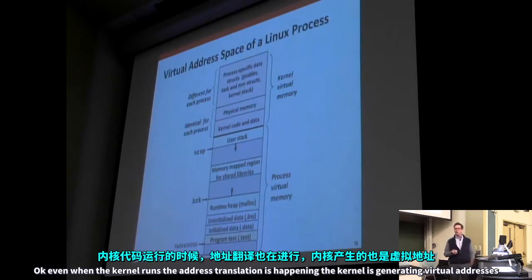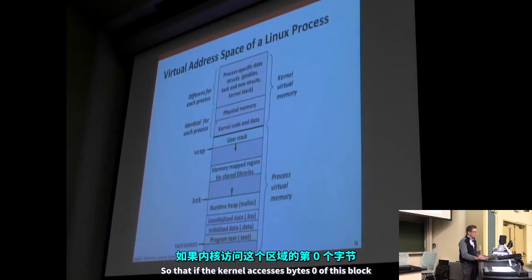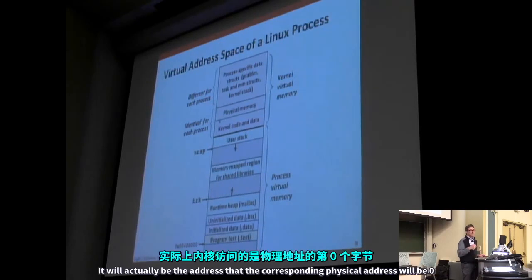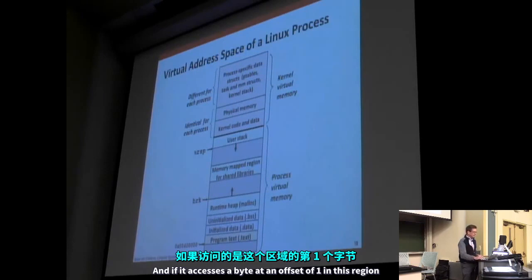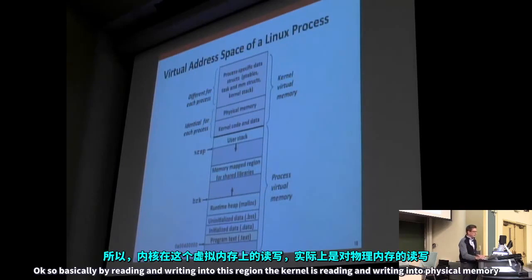Even when the kernel runs, the address translation is happening. The kernel's generating virtual addresses. So this region is mapped to a region of physical memory, so that if the kernel accesses byte 0 of this block, the corresponding physical address will be 0. And if it accesses a byte at an offset of 1 in this region, the corresponding physical address from the address translation process will be 1. So basically, by reading and writing into this region, the kernel is reading and writing into physical memory.